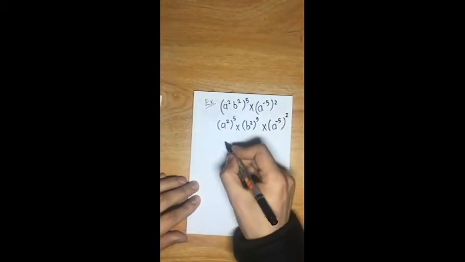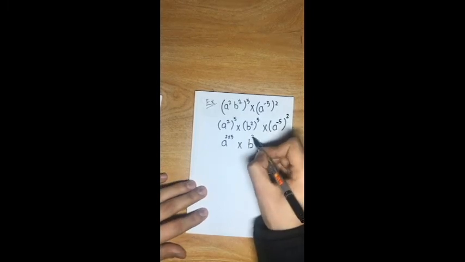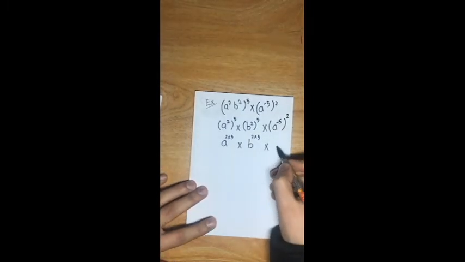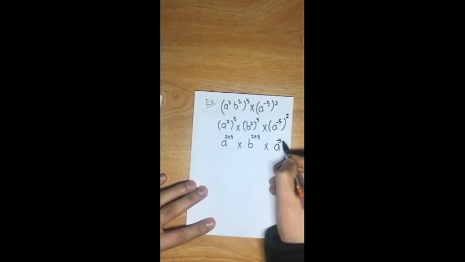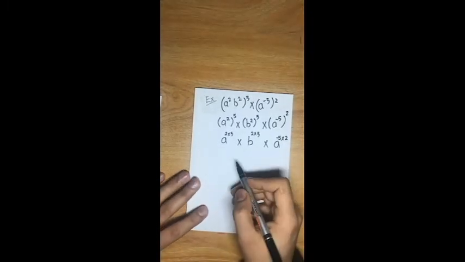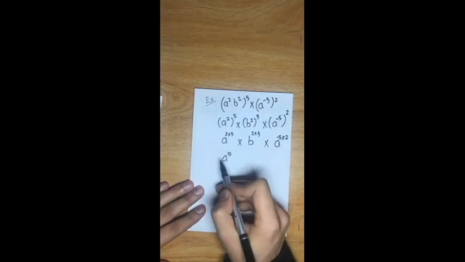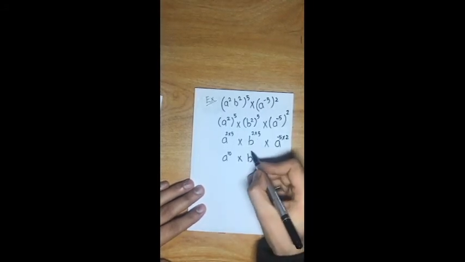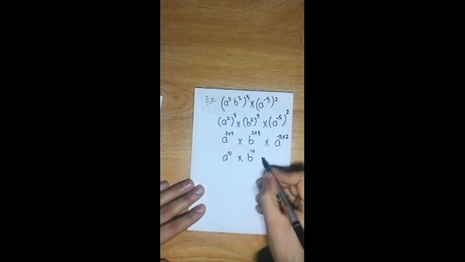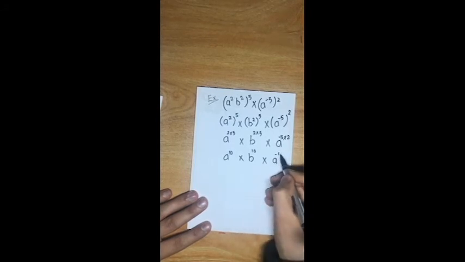Now we have to use the second rule for this step. So a to the 2 times 5, times b to the 2 times 5 also, times a to the negative 5 times 2, and don't forget about the negative. Now let's simplify this one. So a to the power of 10, since 2 times 5 is 10, times b to the 2 times 5, also 10, times a to the negative 5 times 2, which is negative 10.